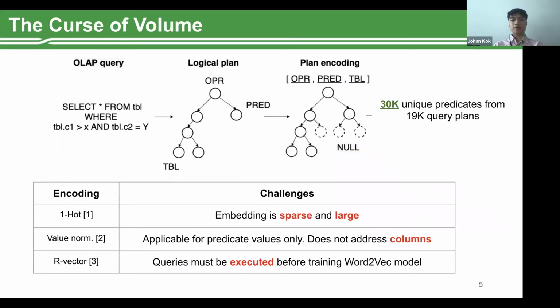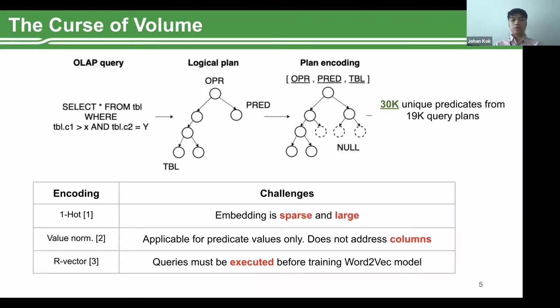Let's discuss the first V, which is volume. We noticed the problem of a large number of predicate counts in Grab's query patterns. A sample of 19,000 queries on Grab showed the presence of 30,000 unique predicates. Just for some context here, a common practice for encoding query plans is to take a raw query and translate it into its logical plan. In our case, each node in the plan is either an operator, a table, or a predicate node.